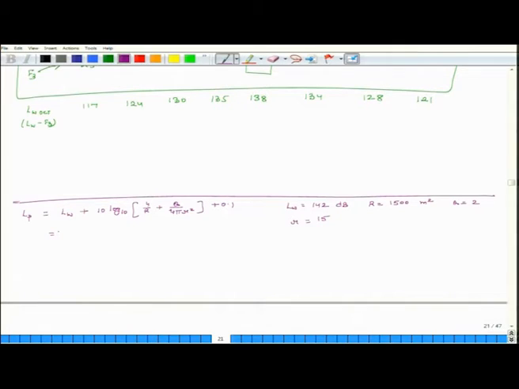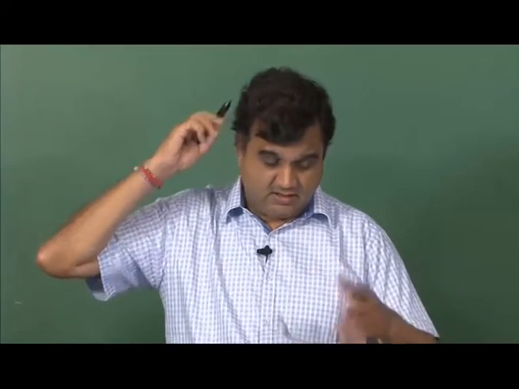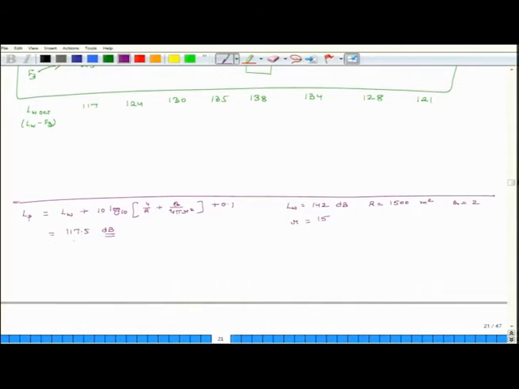LP comes out as, I have done the calculation, 117.5 decibels. So, what does that mean? That if the sound power level is 142 decibels and directivity is 2, then at that distance and that angle, the person will feel 117.5 decibels of sound pressure level. So, this is the LP overall.